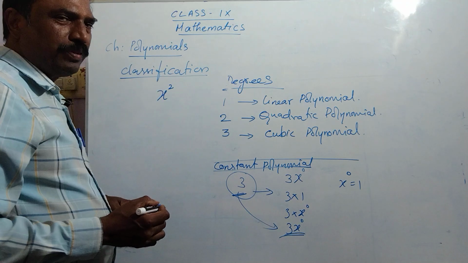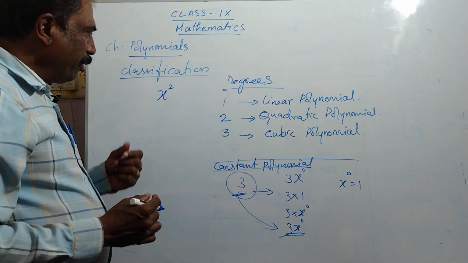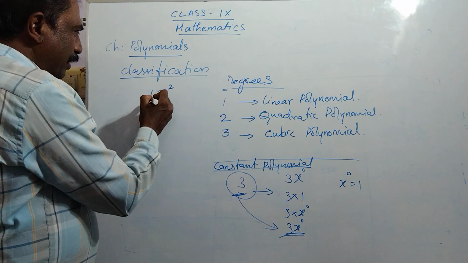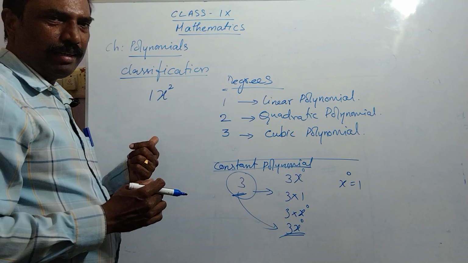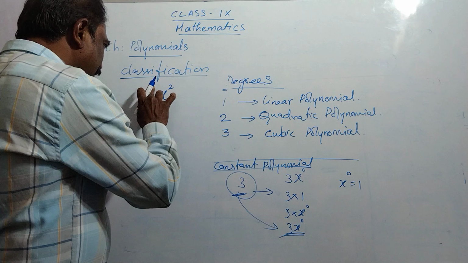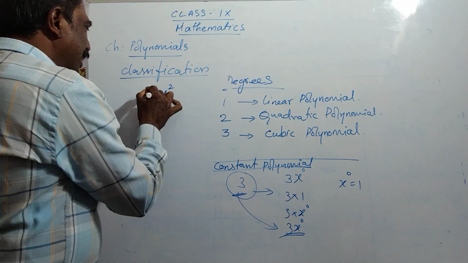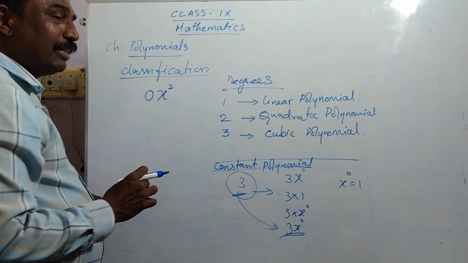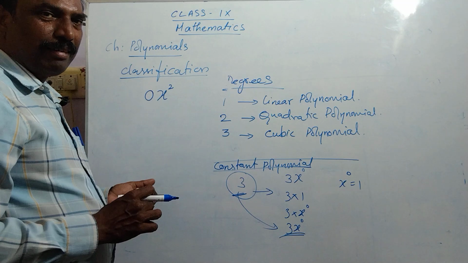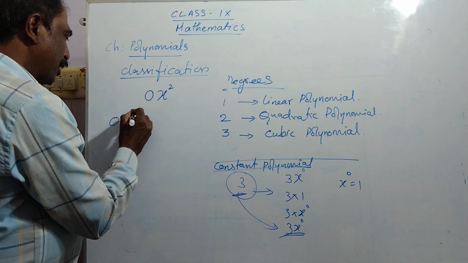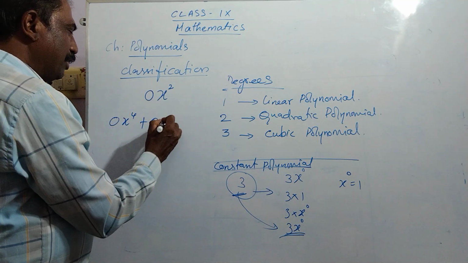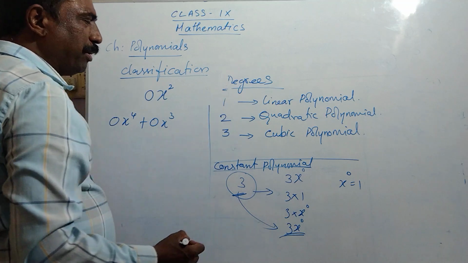Suppose we see this x power 2, that is x square. How many are there? Actually 1. 1x square. Suppose we just erase this and put 0 here, 0x square. It can be anything. 0 x power 4 plus 0 x cube. Like this, it may be anything.